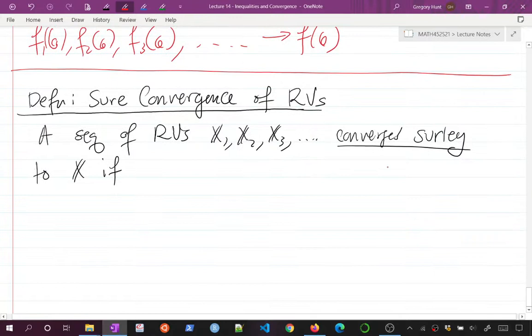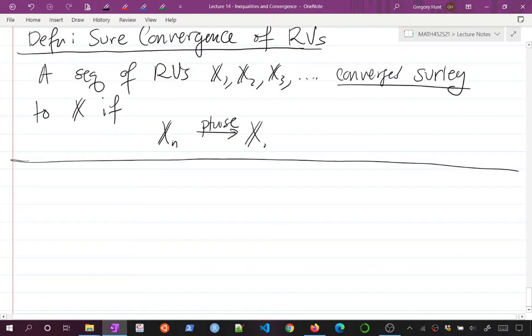So for a sequence of random variables, we say they converge surely to some other limiting random variable x if my xn's converge pointwise to x. What that means is that for all little s in my sample space, xn of s is going to converge to x of s as a function. Nothing here about probabilities yet. Literally just as functions.